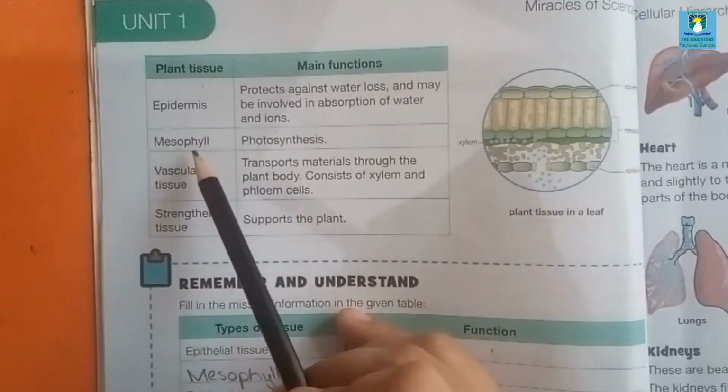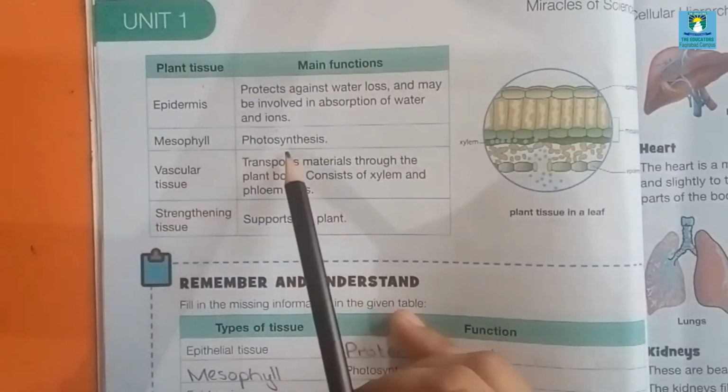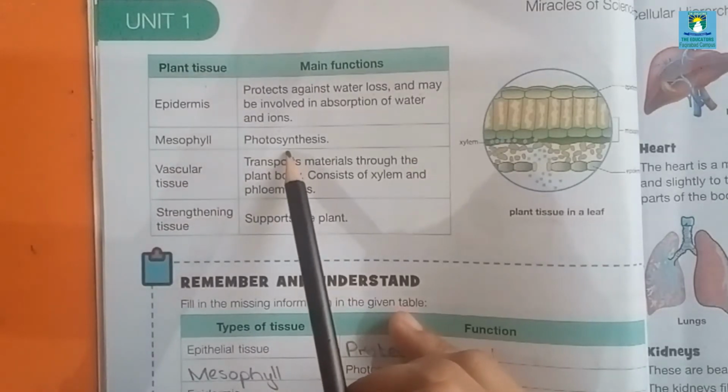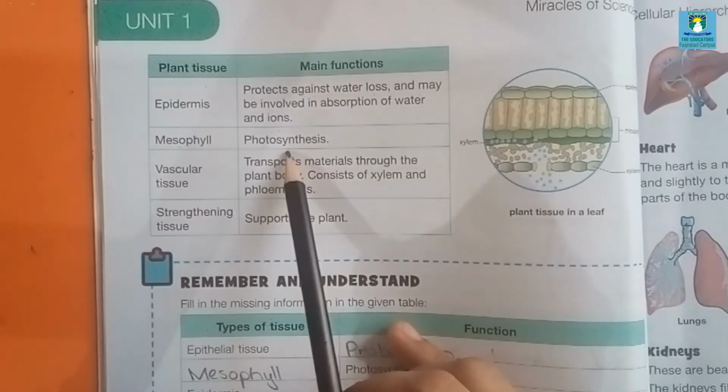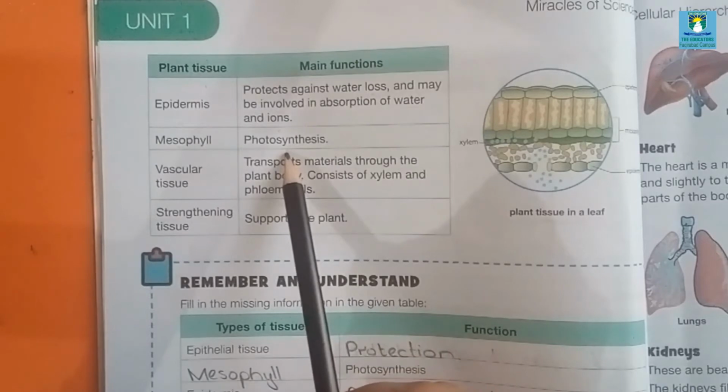Second is mesophyll. What is the function of mesophyll? Mesophyll helps in photosynthesis. What do you mean by photosynthesis? Photosynthesis is the process in which plants prepare their own food.